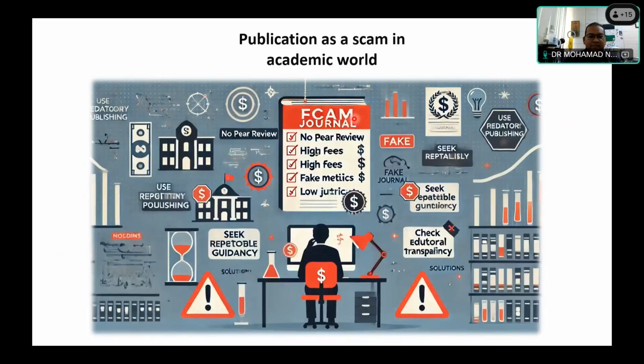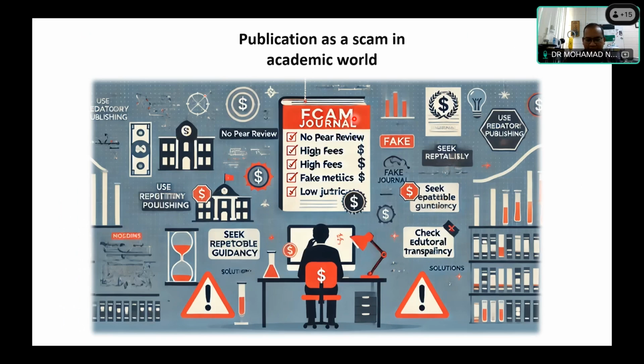This is the picture that I generated from ChatGPT. Publication as a scam in the academic world is real, because some of the big publishers, for example Elsevier and Wiley, send an email every month asking us to review their articles for free, and then they ask the person who submitted to their journals to pay. I don't know what practice they are doing. It's not really good.